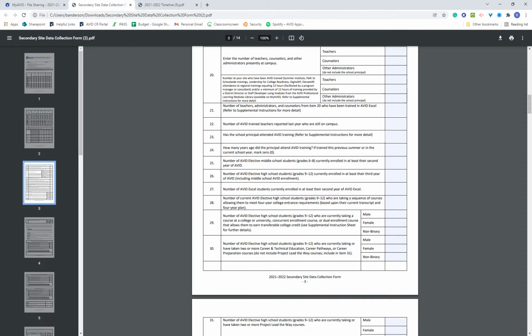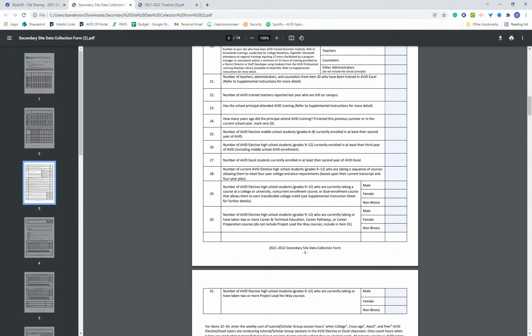Then we're looking at AVID Excel training, the people who have been trained that stayed on campus. Hopefully that number is 100%. We want to know if the principal has been trained, and how long it's been since the principal was trained.